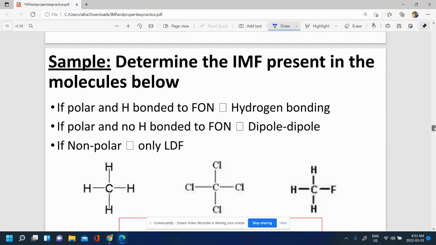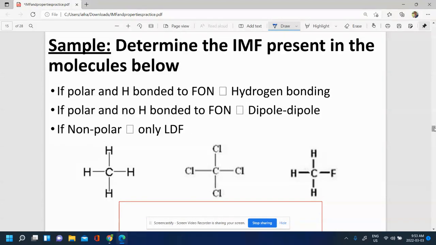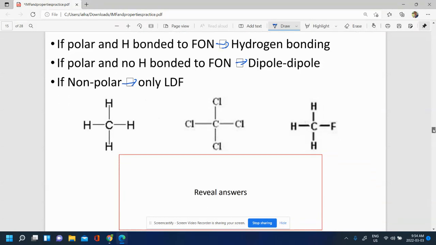Determine the IMF present in the molecules below. If polar and H bonded to FON, there's hydrogen bonding. If polar and no H bonded to FON, then it's just dipole-dipole. And if non-polar, it's LDF only. So those are some guidelines that you can use. But basically, your first step is find out if it's polar or non-polar. This molecule is non-polar. Therefore, LDF only. This molecule here is non-polar as well. Therefore, LDF only.